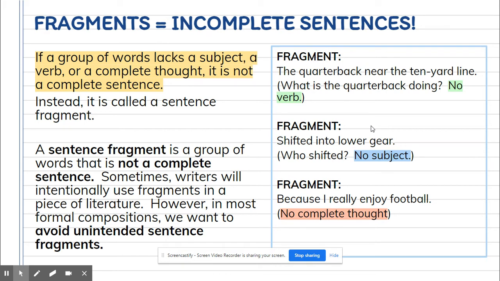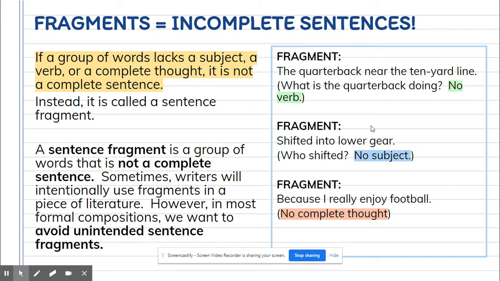All right, so if something is not a complete sentence, then we would call that a fragment. Or to be more precise, that is a sentence that is missing information. So if you're looking at the notes, it says if a group of words lacks a subject, a verb, or a complete thought, it's not a complete sentence. A sentence fragment is a group of words that is not a complete sentence.